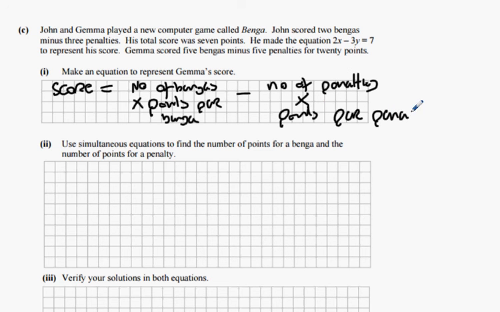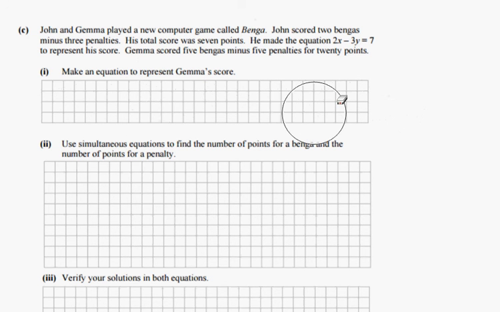Okay, to do these types of questions, what you should do is make up your own number system for a minute. As an example, Aaron, give me how much a benga is worth. Give me a small number between 2 and 5 somewhere. 3. One benga is worth 3 points. Is that right? Now, give me the points for a penalty. How many points do you lose for a penalty? Give me a number smaller than 3 though. 2.